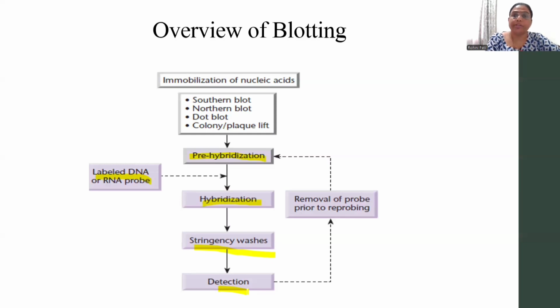Then you go for the pre-hybridization. In that you go for the blocking, then you add the labeled DNA or RNA, which you call probes. Then you allow the hybridization. After hybridization, there is the stringency process to remove the extra, unbound probes, and then you go for the detection. So this is the overview of the blotting.